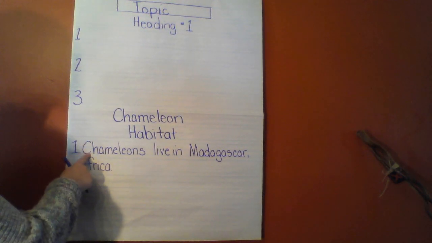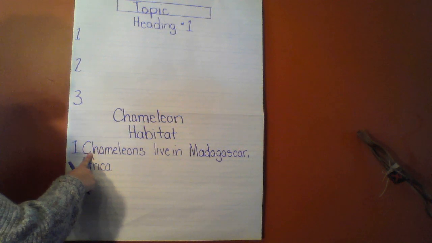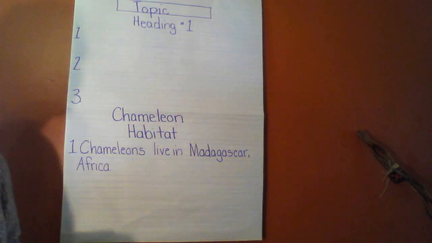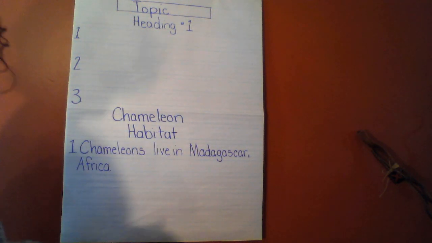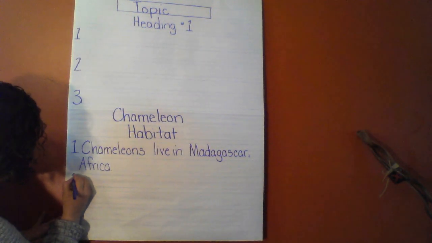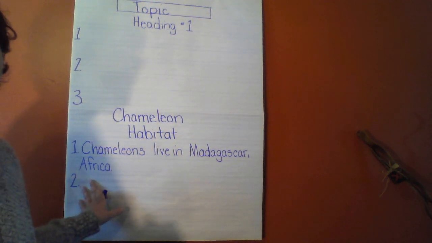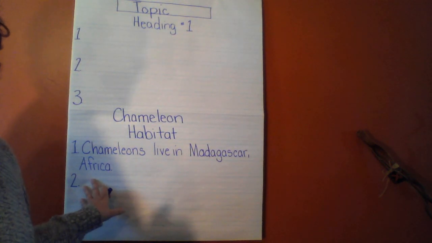Notice that I started my sentence with a capital. All right. So we want to make sure that we're using our lines so that we're writing neatly and we can see what we're looking at. I'm going to write two. And then I'm going to find something else about where they live.